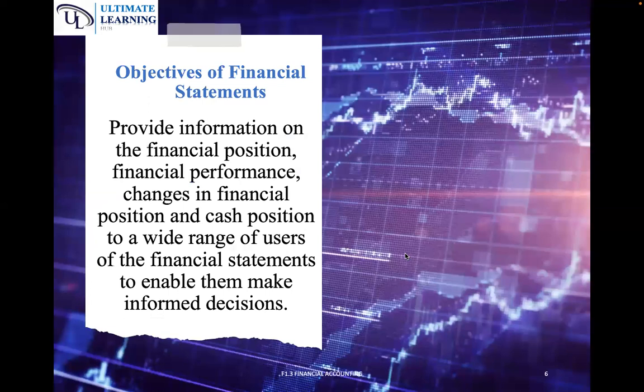The first scope item was the objectives of financial statements. So what are the objectives of financial statements? There are four major financial statements: the income statement, the balance sheet or statement of financial position, the statement of cash flow, and the statement of changes in equity. When we talk of objectives, they revolve around those four financial statements.